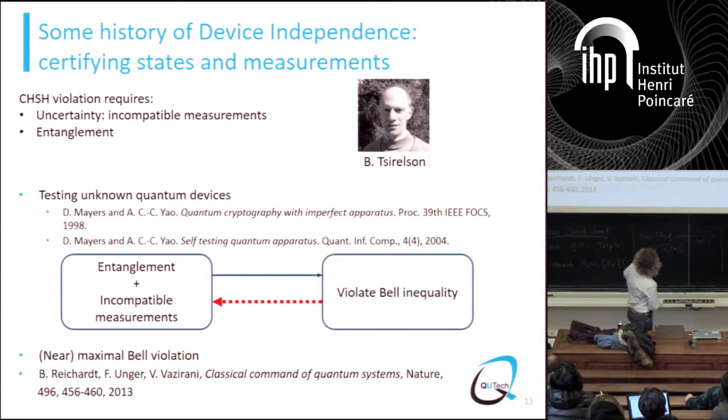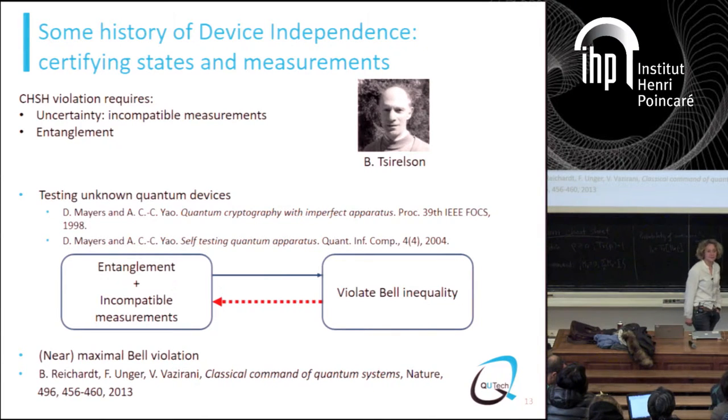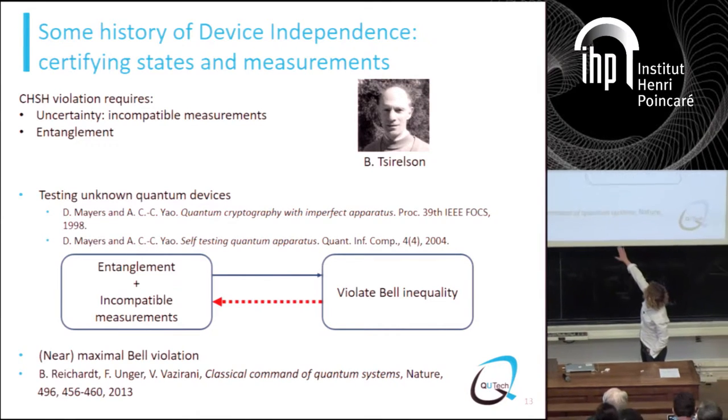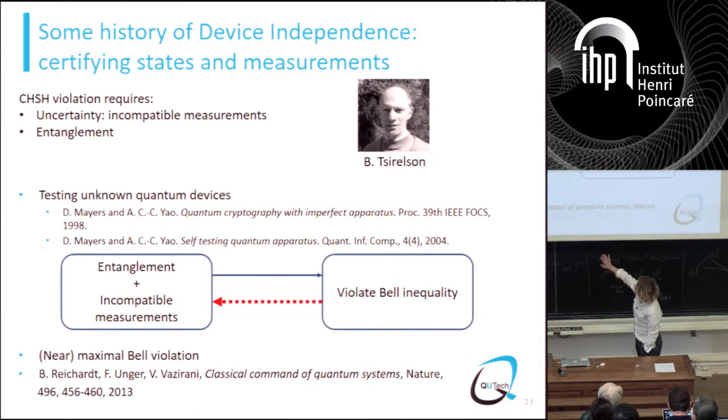So like I said, the point is that if I have entanglement and what I call incompatible measurements, meaning more than one basis, then we can violate a Bell inequality, but the converse is also true. So if I observe a violation, then I know that I have entanglement and measurements with some incompatibility. And this testing of states and devices goes back already to the 90s, and it's been generalized to a great extent in recent years.